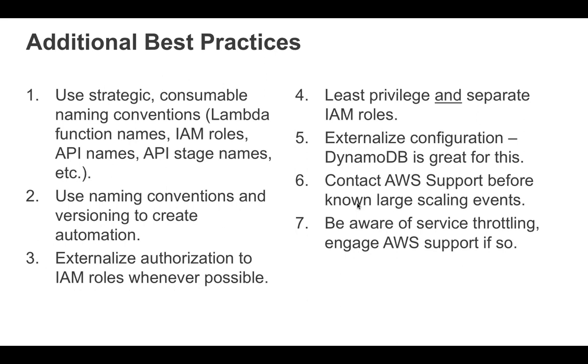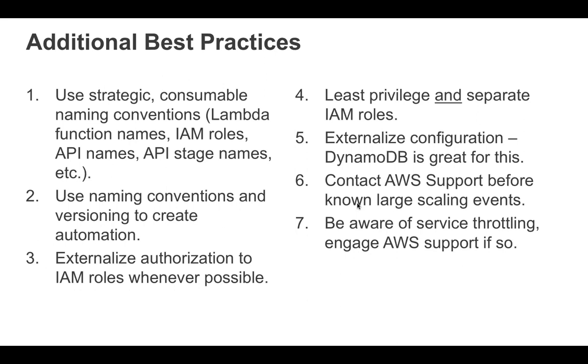Next, a couple more worth mentioning are least privilege and separate IAM roles. So you want to make sure that you're using the fine-grained access control that AWS gives you through Identity and Access Management, so that your Lambda functions are just using the least amount of permissions, and that you're not giving your end users of your serverless application more permissions than they need for it to function.